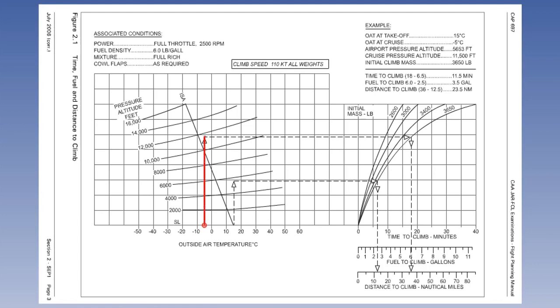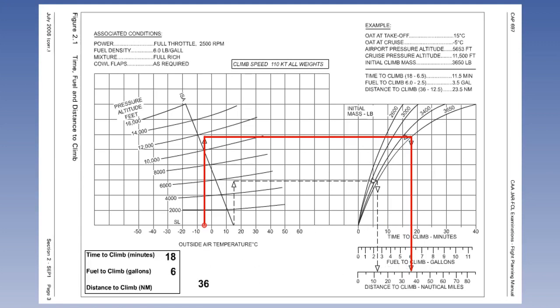From -5, move vertically upwards to the cruise altitude of 11,500 feet. It's not directly obvious where 11,500 feet is, so interpolate between the 10,000 and 12,000 foot lines to be as accurate as possible. From the intersection with 11,500 feet, go horizontally to the initial climb mass of 3,650 pounds. Then move vertically down to read the time to climb, fuel to climb, and the distance in nautical air miles from the three scales. The answers are 18 minutes, 6 gallons, and 36 nautical air miles.